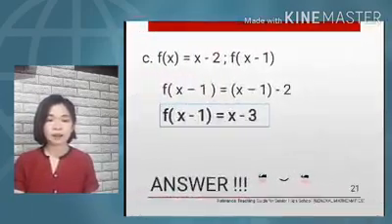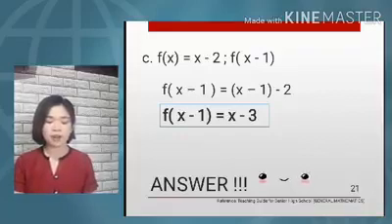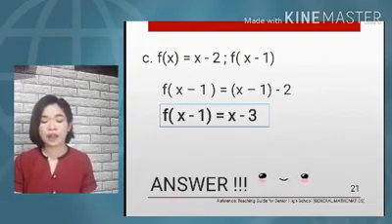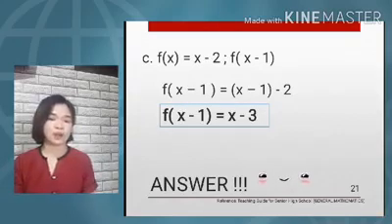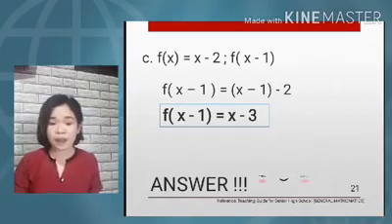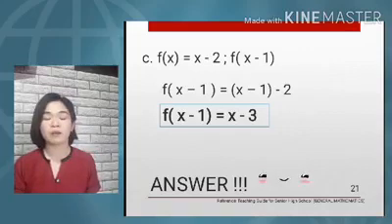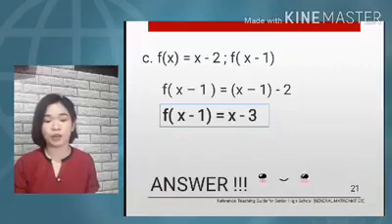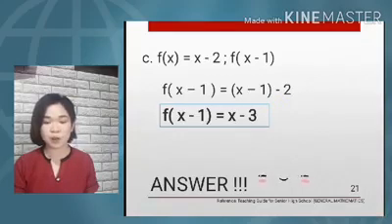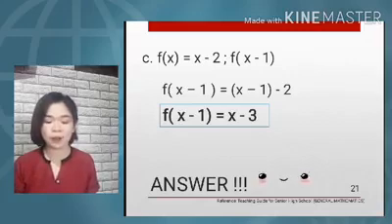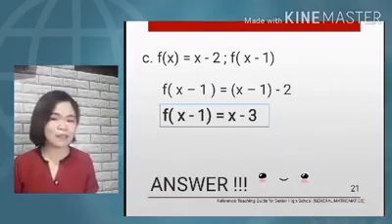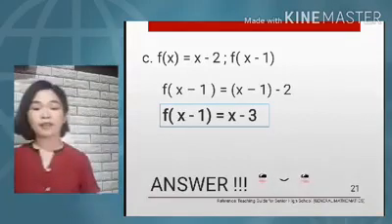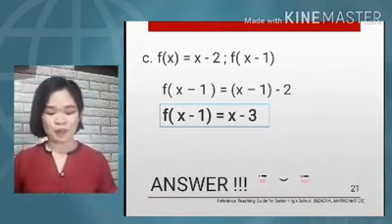Okay, so when we replace the value of x, that will be f of x minus 1 is equal to the quantity of x minus 1 minus 2. Please be careful, we don't have to distribute it because the operation between them is subtraction. So bring down x, and then negative 1 minus 2 is equal to negative 3. That's why f of x minus 1 is equal to x minus 3. If you got it right, please give yourself a round of applause.